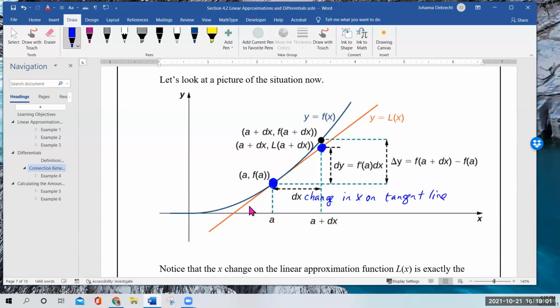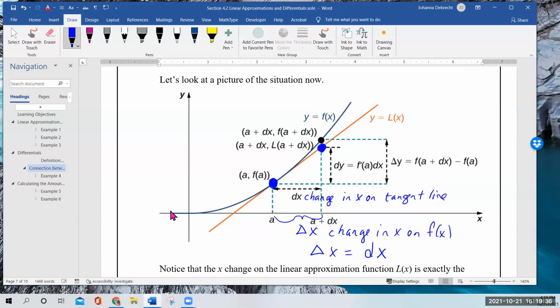What is delta x? Well, delta x is the change in x on the actual function, f of x, which is this curved dark blue line here. But they're exactly the same. Because one is directly above the other, my delta x on the original function is equal to dx on the approximation function, which is the tangent line.